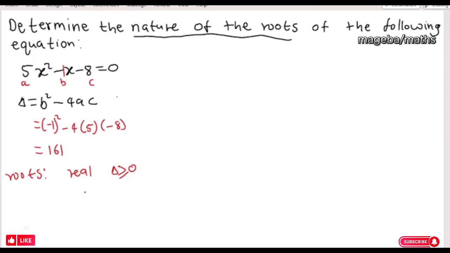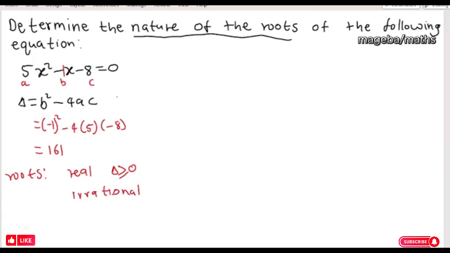Now, is it a rational number or an irrational number? Ask yourself, is it a perfect square? If you put 161 in the calculator, are you going to get a square root without any decimals? No, meaning this is an irrational number. So these are irrational roots.